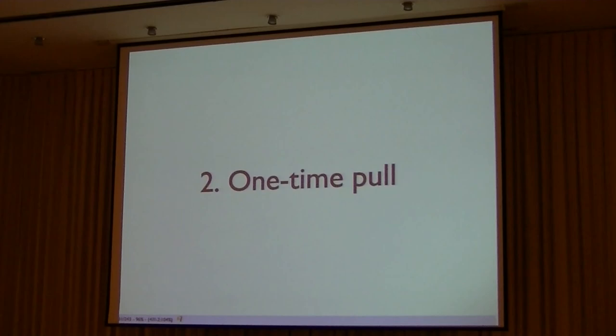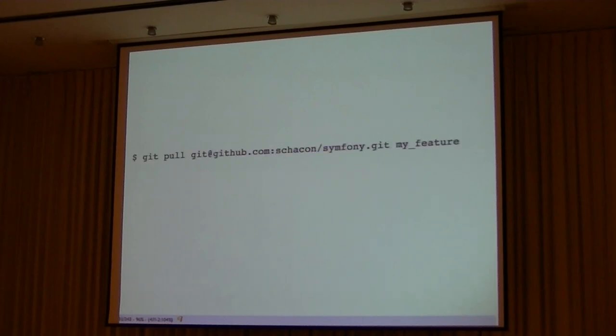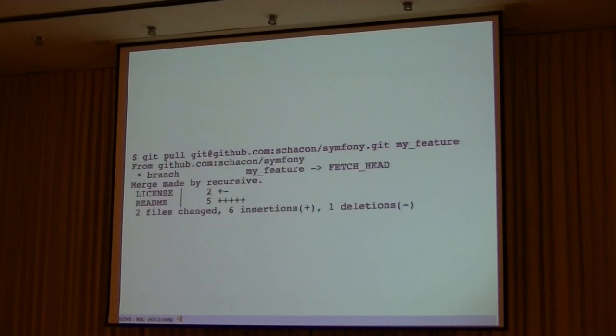The other thing, which is actually not very well documented, but I use it constantly, is you can do a one-time pull, where you don't have to add them as a remote. You can simply say git pull, the URL, and then the branch name, and it will fetch it down. It will add a thing called FETCH_HEAD, which you don't really need to know about, but that's what it keeps as a reference. It will fetch it down, and it will immediately try and merge it into wherever you are.